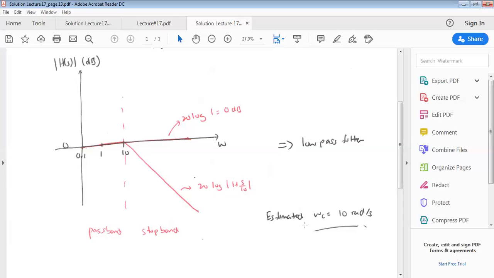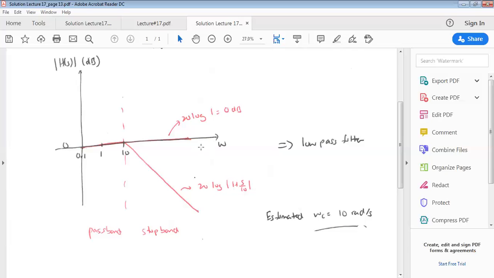So in this particular case, we just estimate that the cutoff frequency will be simply 10 radian per second, because evidently we cannot obtain a 3 dB cutoff frequency as this is just a sketch. When we use a sketching technique, we cannot detect exactly what the cutoff frequency should be, because we cannot get the 3 dB amplitude with that.